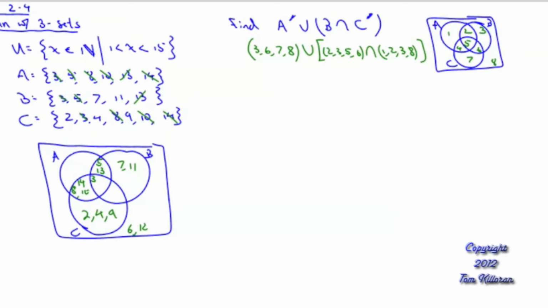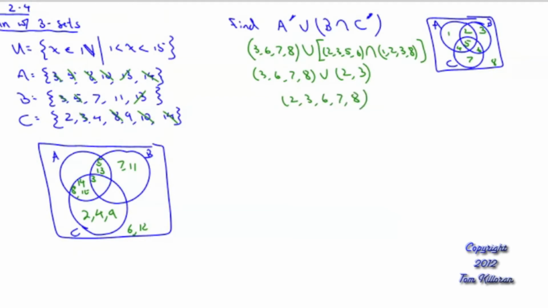What do I do first? What's in brackets. I have to do what's inside the brackets first. The symbol between them is intersect. What is in common between these two sets? 2 and 3. So this becomes 3, 6, 7, 8, union with 2 and 3. Now union means put them together and in order: 2, 3, 6, 7, 8.